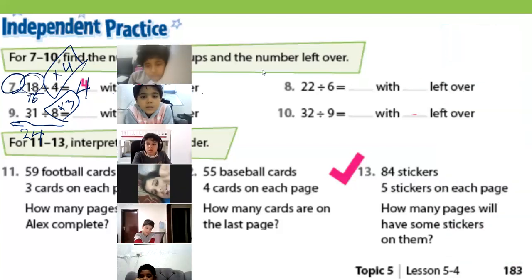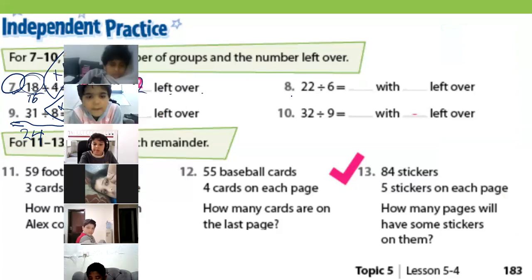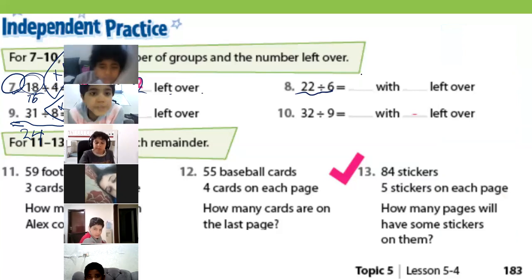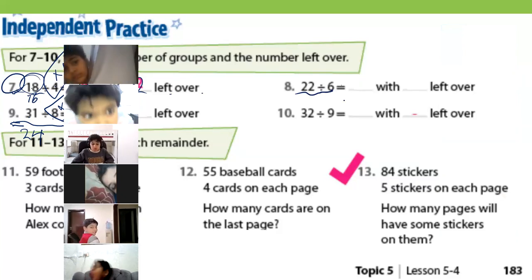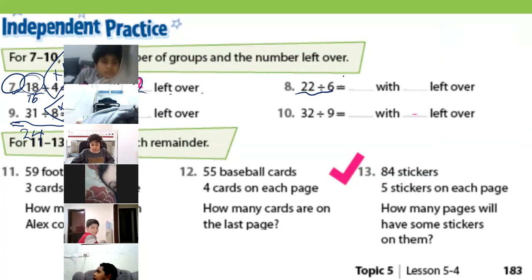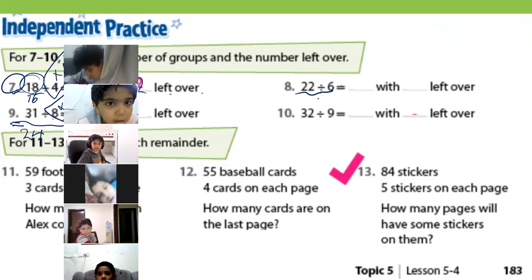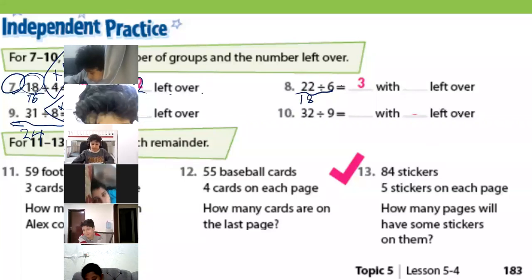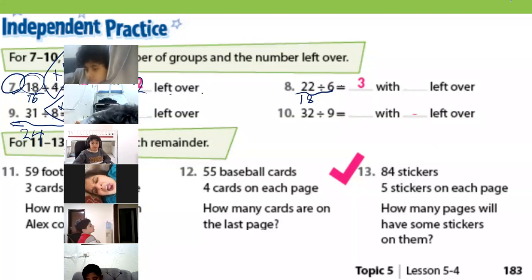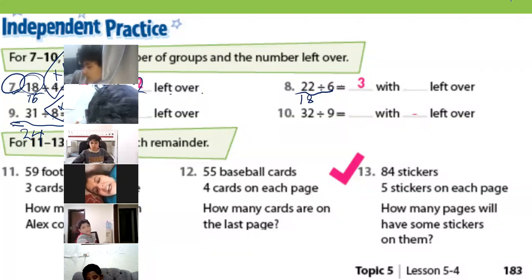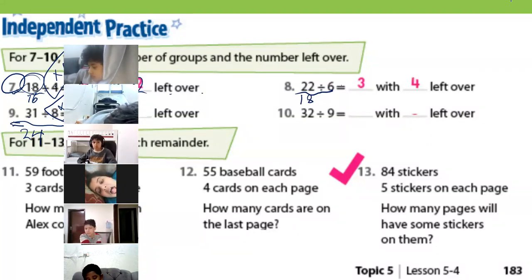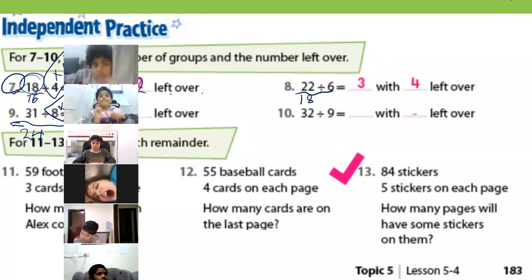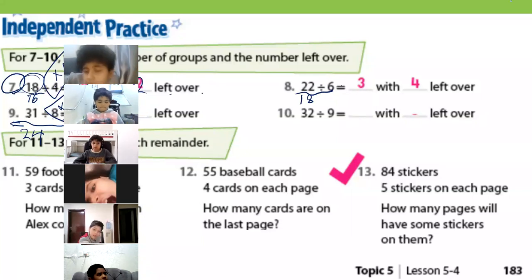Number 8? Okay. 22 divided by 6. What is the number? If you multiply it by 6, you will get 22. 3 by 6 equals 18. Okay, 22 minus 18 equals what? 4. Excellent. The answer is 3 with remainder 4. My dear students, please focus on the dividend, the divisor, the quotient, and the remainder.